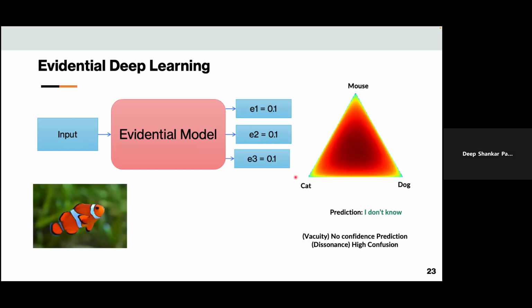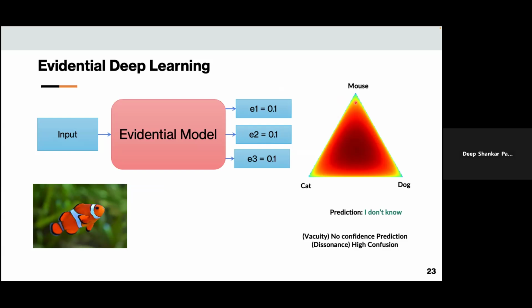confident in its decision. Now for the fish case, the model could output low evidence for all the classes. This would basically translate to a uniform distribution over the simplex. The distribution would be flat, and this would translate to no confidence in its prediction. There is confusion, but basically the model is not at all confident in its prediction. So basically the model can say, I don't know, using these evidences.